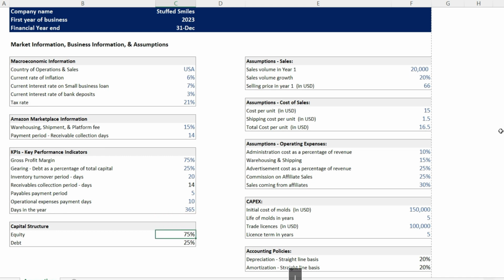Then the capital structure is 25% debt. We discussed that earlier here. And of course, if 25% is debt, then the remaining 75% will be equity.